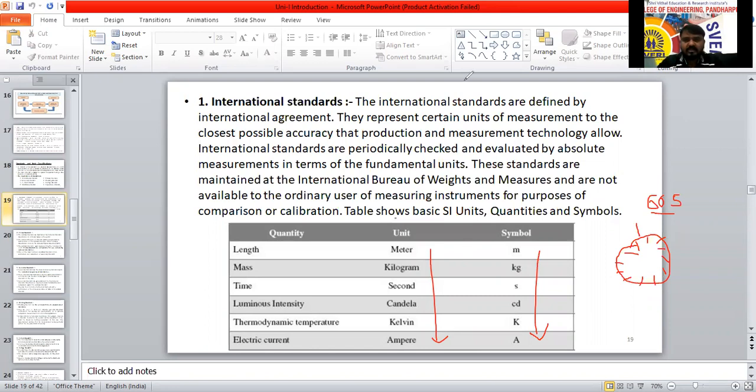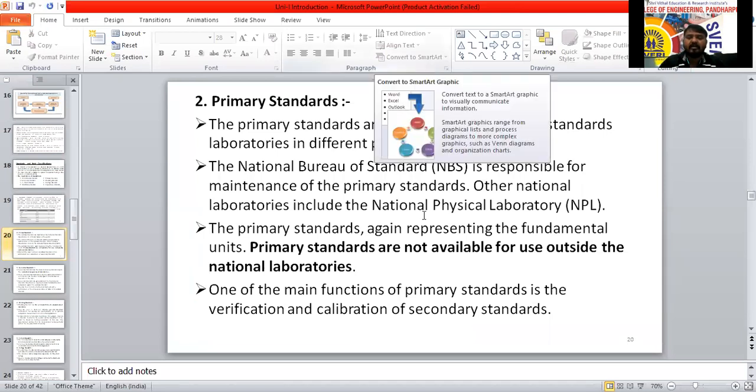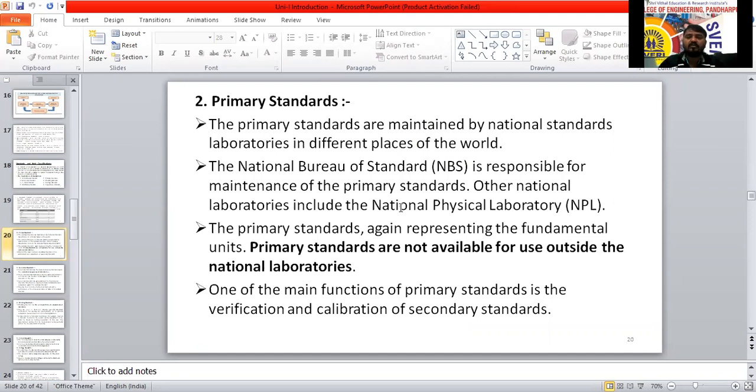So next, the second one is primary standards we are going to discuss. The primary standards are also called national standards. International is done now, next is national standards. These are available in the national laboratories only.